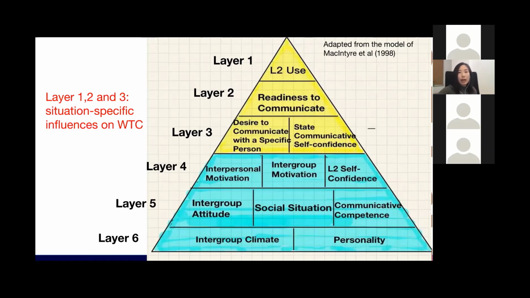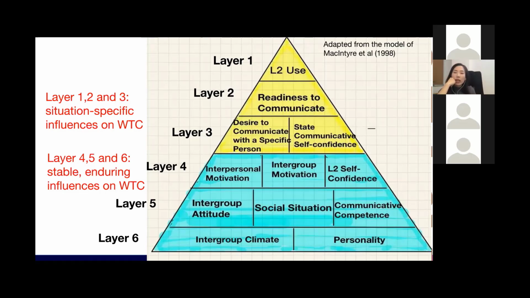Whereas layers 4, 5, and 6 represent more stable, enduring influences on WTC. For example, we mentioned their personality, and earlier their intergroup relationship, how welcoming the group atmosphere is, and also self-confidence. I'm not going to go into each building block one by one. We talk about personality. We may have experienced this before: at the very beginning of the semester or the course, a student comes to say, teacher, I'm a really shy person. By taking your course, I'd like to change my personality, or I want to talk to more students. They mentioned changing their personality.